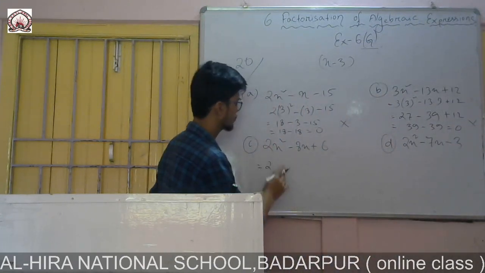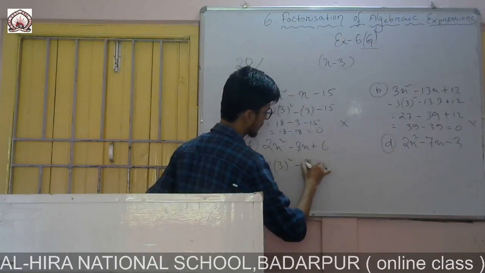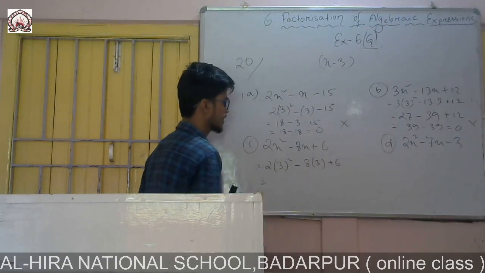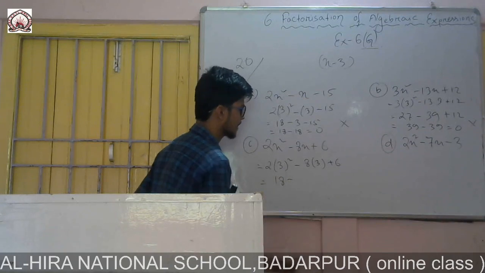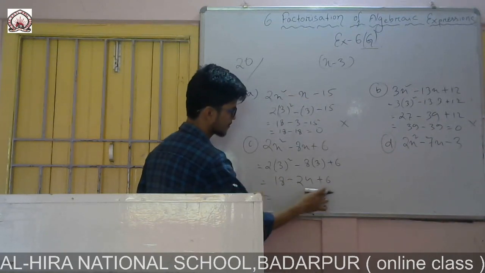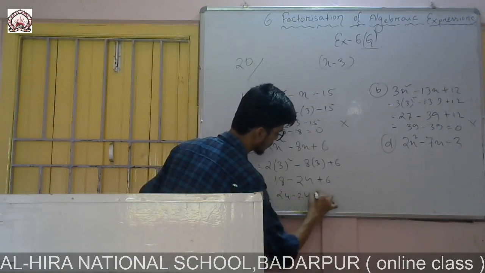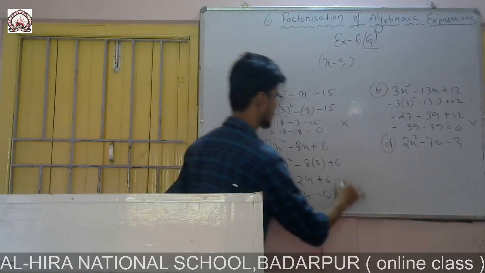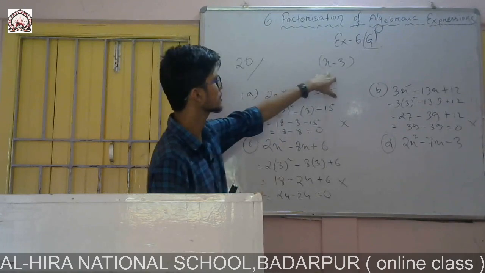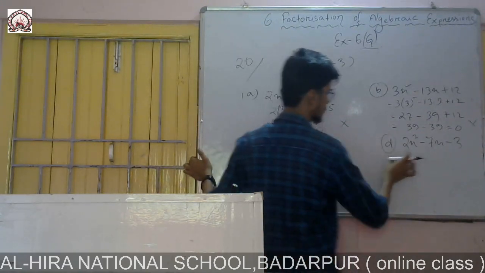So again here also I will put the value of x as 3. So 2 into 3 square minus 8 into 3 plus 6. If I solve this one, 3 square is 9, 9 twos are 18, minus 8 threes are 24, and plus 6. So 18 plus 6 is 24, so 24 minus 24. So there also the answer comes 0. That means this is also a factor. The factor of this expression is x minus 3. So now this one is left. So definitely this one will be the answer, because this is the one left.